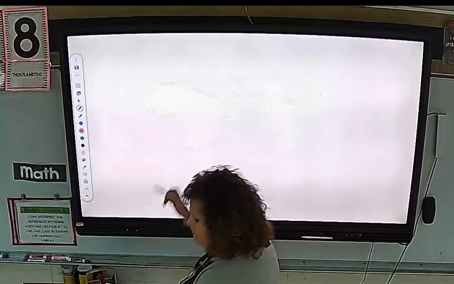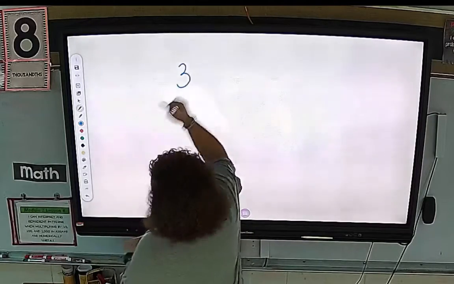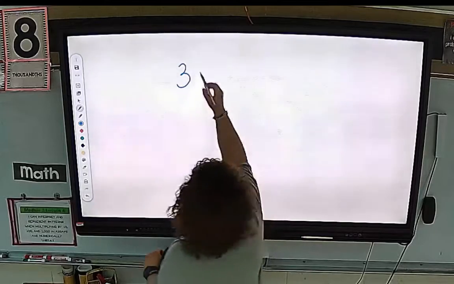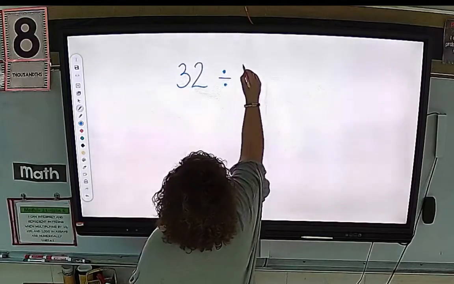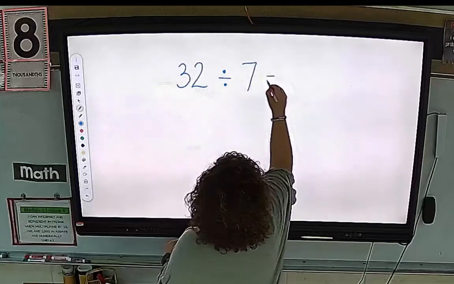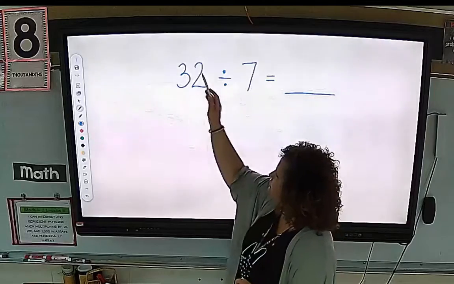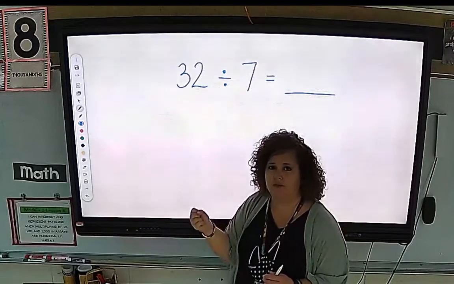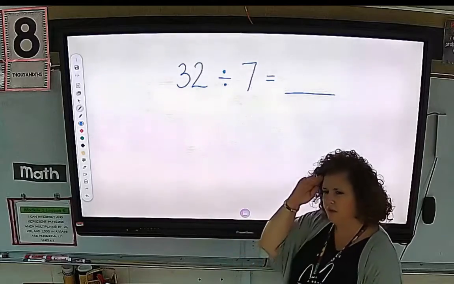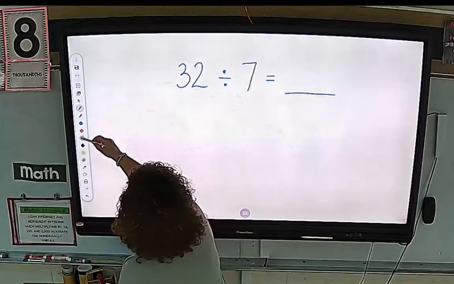But our problem this time is 32. Let me make sure I'm writing that down right. 32 divided by 7. Okay, and so we're wanting to know what that will equal. We have 32. We are going to see how many groups of 7 we can get out of 32. So my first strategy is I'm going to draw 32.